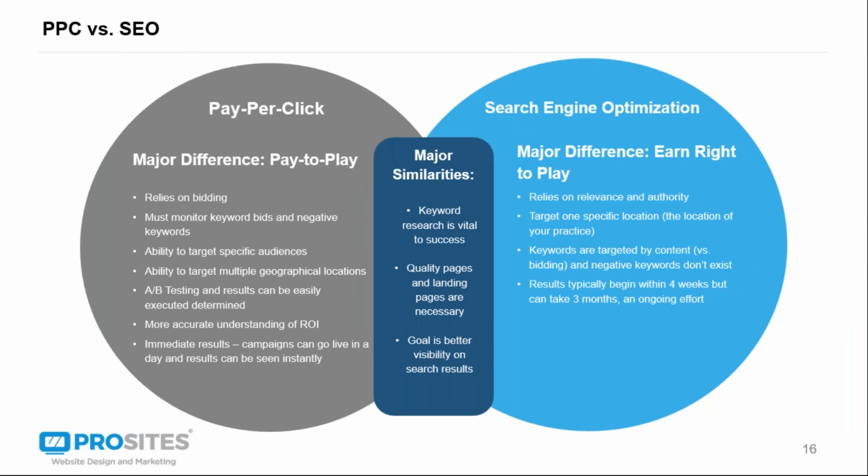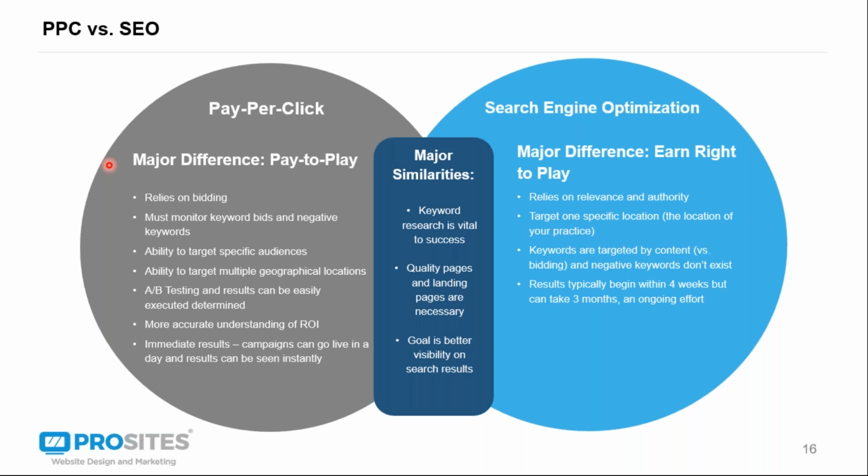Okay, so comparing the two channels, there are a few differences and a lot of similarities. With pay-per-click, it's basically pay to play. It relies on you to bid on how much you're willing to pay for a specific keyword. You have to monitor keyword bids, and with pay-per-click, you can add negative keywords, which are keywords that you don't want to appear for. So that's anything like free services, when there are specific services you want to generate revenue from. So you'll want to add a negative keyword so that you don't show up for that.